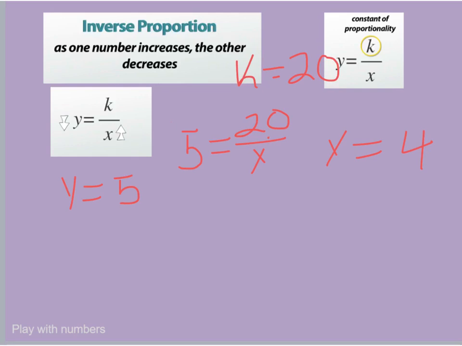Now if I take my y and I want to make it go up, I'm going to want to increase my y. So I'm going to just randomly say, let's say y is equal to 10. Now I've got my formula. I'm going to put 10 in. 10 is equal to 20 over x, and this time x is going to be equal to 2. 20 divided by 2 is 10.